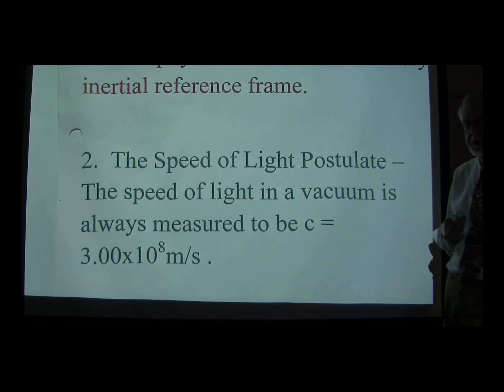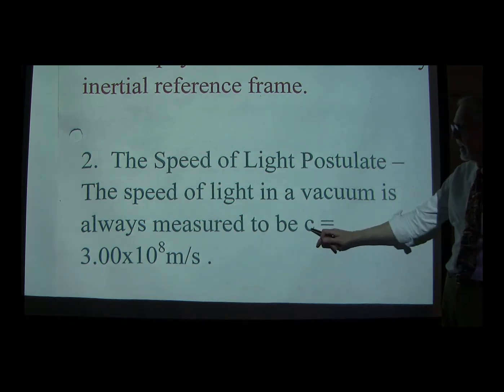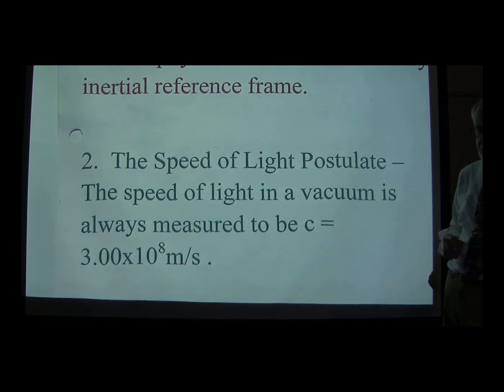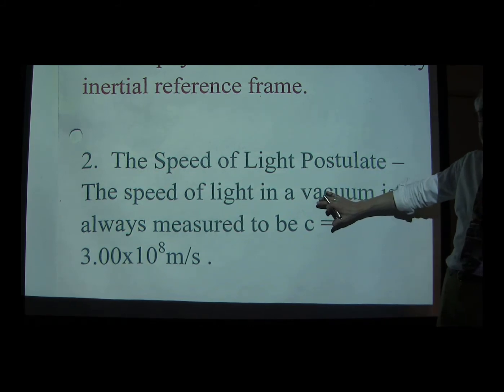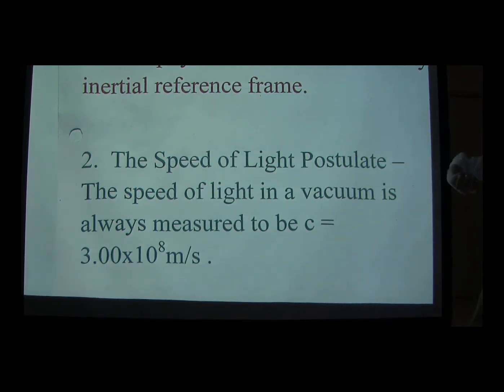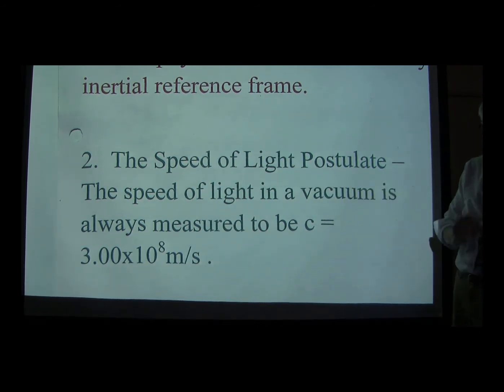So on an exam or something like that, I won't be giving this to you. You need to remember that c, the speed of light in a vacuum, is 3.00 times 10 to the 8th meters per second. Now, why is this different than the first one? I mean, I said that the first one would not contradict Newton's laws. Does this contradict Newton's laws? Well, let's think about this.